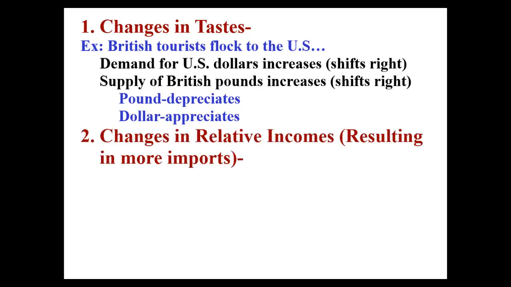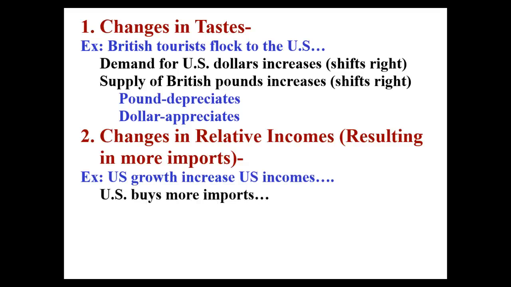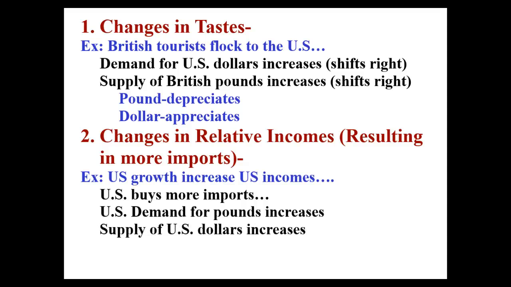You have changes in relative income. Usually that's going to result in more or less imports. So if the US growth increases US incomes, we all have more money. That means we're going to buy more stuff. So we buy more imports. That means that we are going to demand more pounds, supply more dollars. So the pound appreciates, the dollar depreciates.